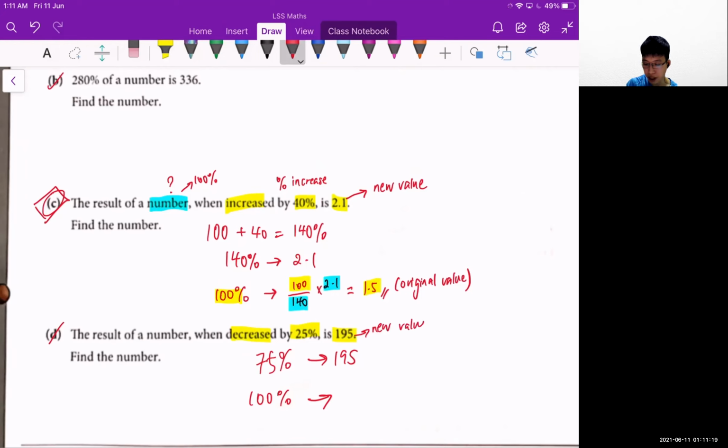So if you have questions, please text me to ask so that you can clarify your doubts before school reopens. When school reopens, we'll be starting on chapter 8. Okay, so once you have cleared this part, you can look at the next video, which teaches you more about higher level percentage change questions. Okay, thank you.